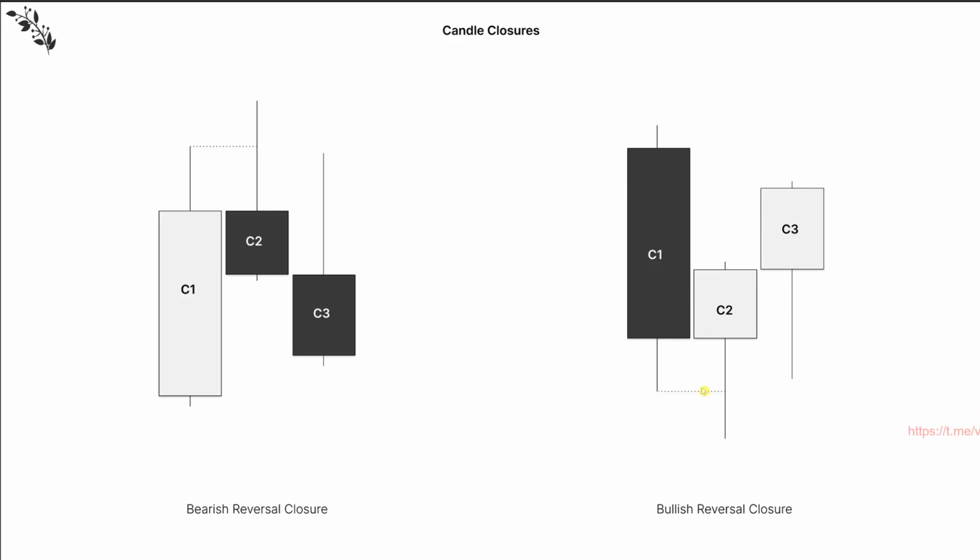Here we have the same example on a bullish chart. You see C1 puts in this low, C2 comes and then manipulates this low, but again fails to close below it and puts in that bullish reversal closure, and then you could expect C3 to then again expand.